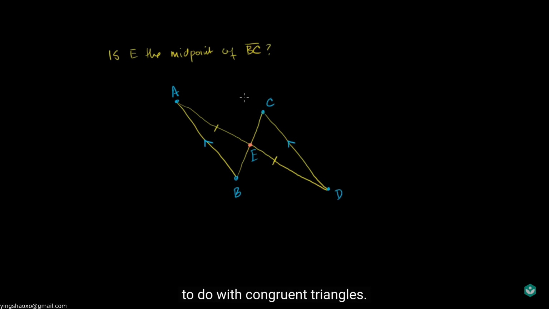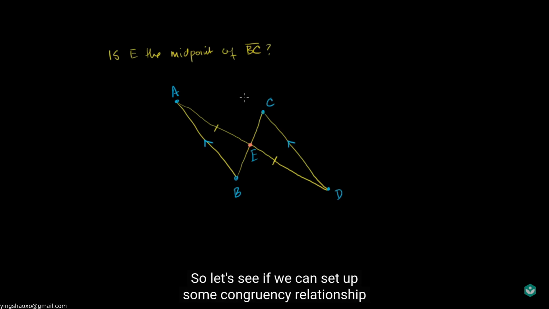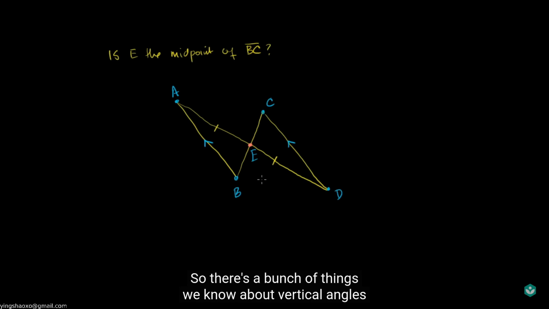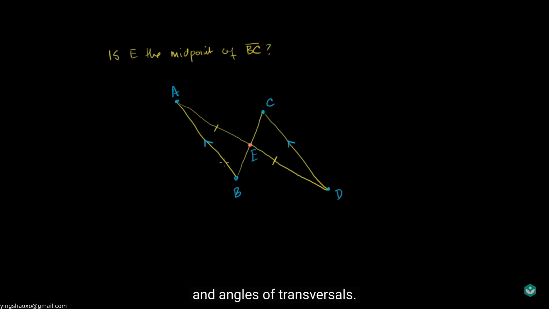And you can imagine, based on a lot of the videos we've been seeing lately, maybe it has something to do with congruent triangles. So let's see if we can set up some congruency relationship between the two obvious triangles in this diagram. We have this triangle up here on the left, and then we have this triangle down here. This one kind of looks like it's pointing up. This one looks like it's pointing down. So there's a bunch of things we know about vertical angles and angles of transversals.